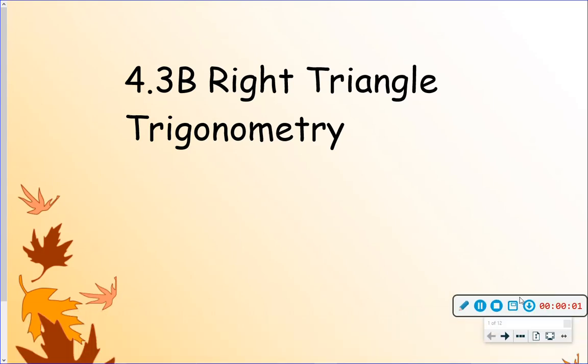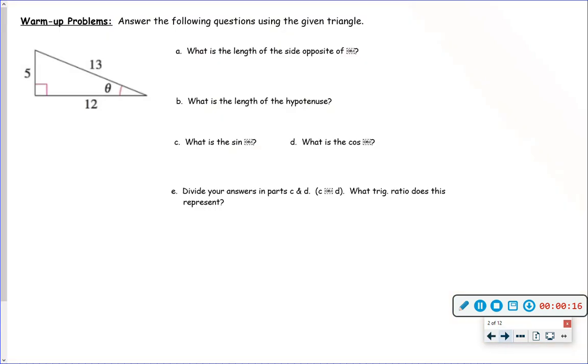All right, here we are in the B part of section 4.3. Still more right triangles, still SOHCAHTOA. The difference, of course, is that we'll still be drawing some triangles, but we're going to be using our identity sheet a little bit more today. So make sure you have yours handy as we go through some of these different problems.